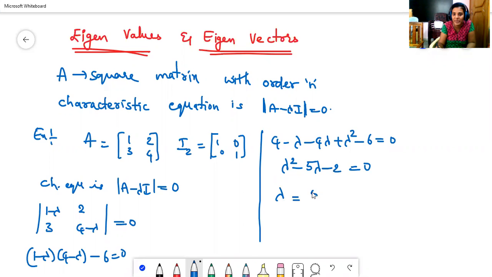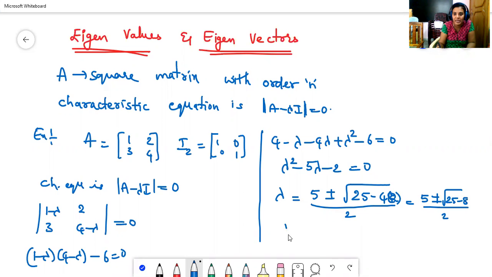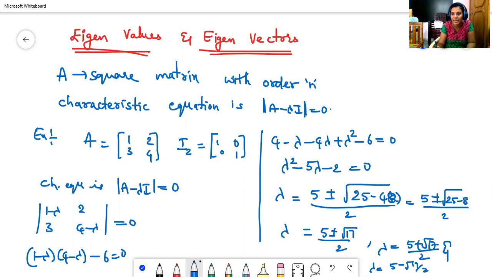Lambda equals minus b plus or minus square root of b squared minus 4ac, all by 2a. It is equal to 5 plus or minus square root of 25 plus 8, by 2. Then lambda equals 5 plus or minus root 33 by 2. Here the lambda values are 5 plus root 33 by 2 and 5 minus root 33 by 2. These are the eigenvalues.